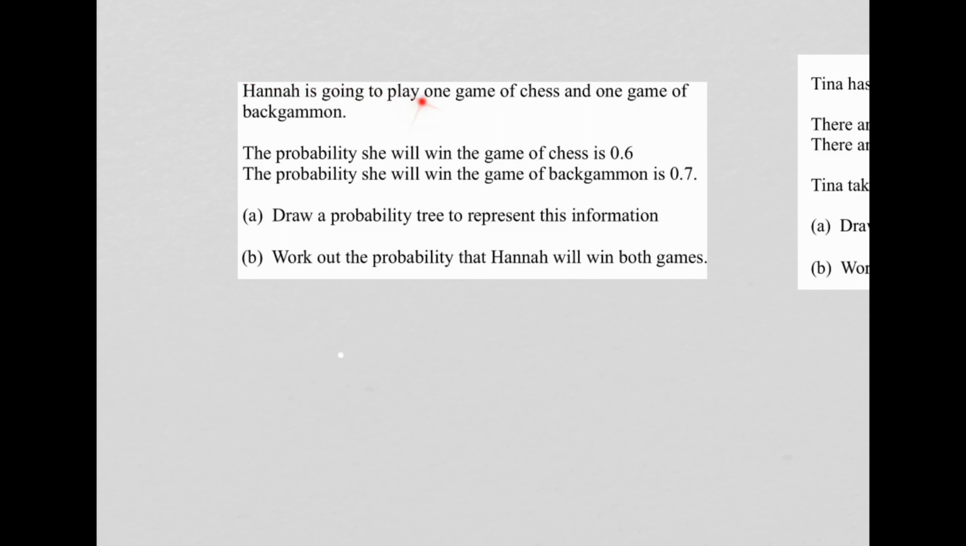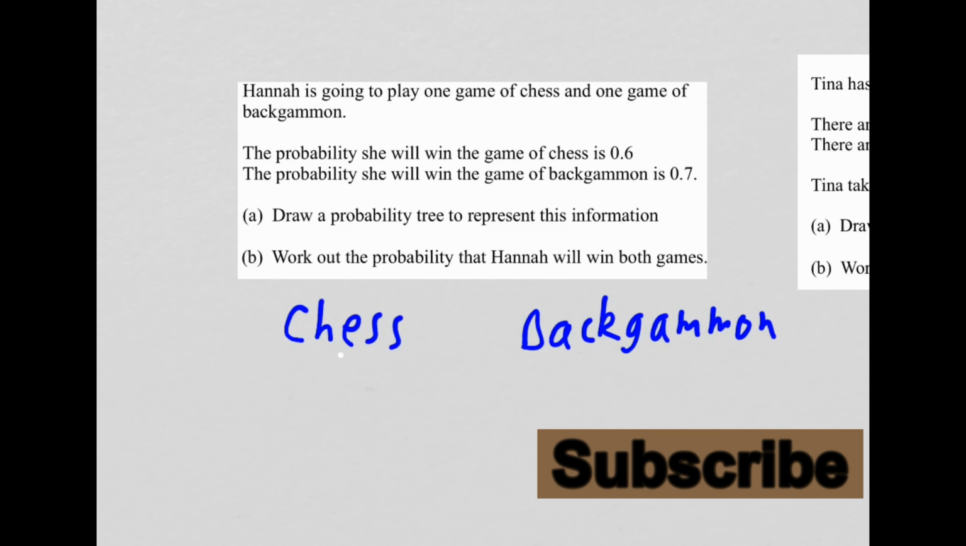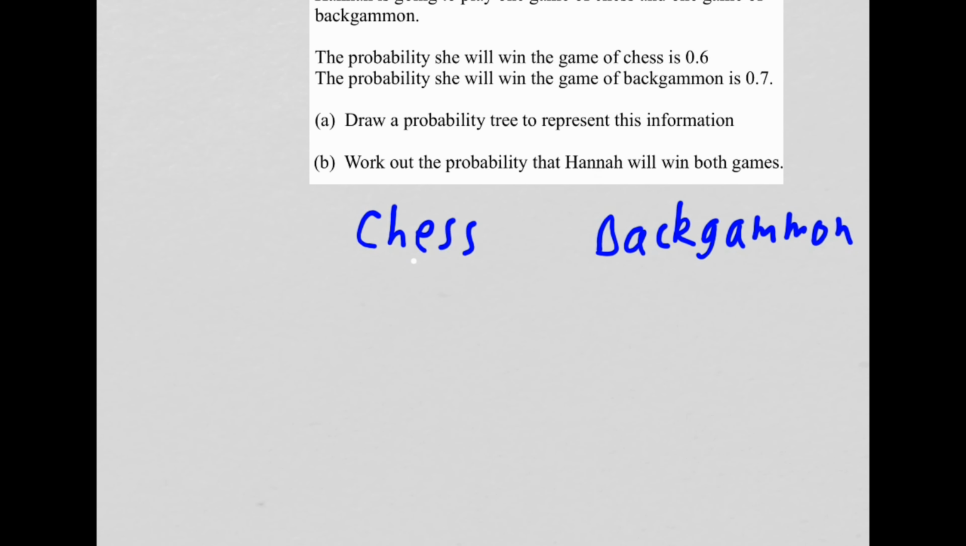Hannah's going to play one game of chess and one game of backgammon, so two separate events, okay? So we've got chess and then backgammon. Two completely separate events that are not happening at the same time, okay? The probability she'll win a game of chess is 0.6, so you draw two branches like this and two branches for backgammon on both sides like this.